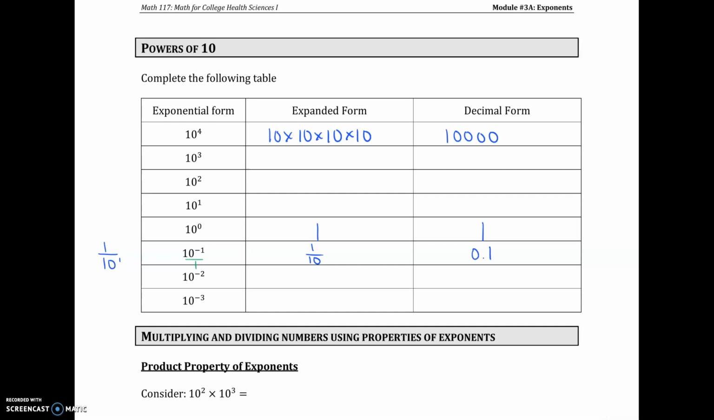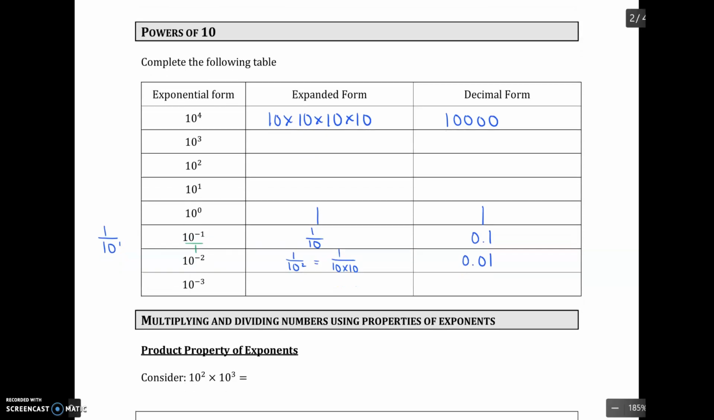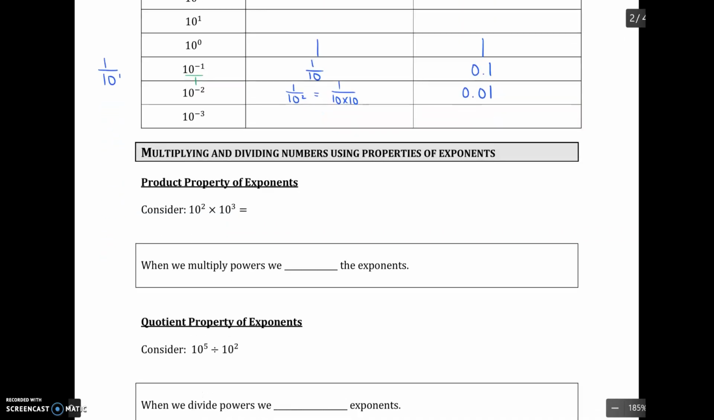I will do one more, because the negatives sometimes tend to be a little bit tricky. So 10 to the negative 2. First thing I'm going to do is I'm going to flip it, 1 over 10 squared. So now that exponent is positive. And if I was expanding that, that really means 1 over 10 times 10. Evaluating that in my calculator, I get 0.01, which is 1/100th, if you want to read that, and that makes sense based on the expanded form. So finish the rest of the chart and check in on your answers with me.